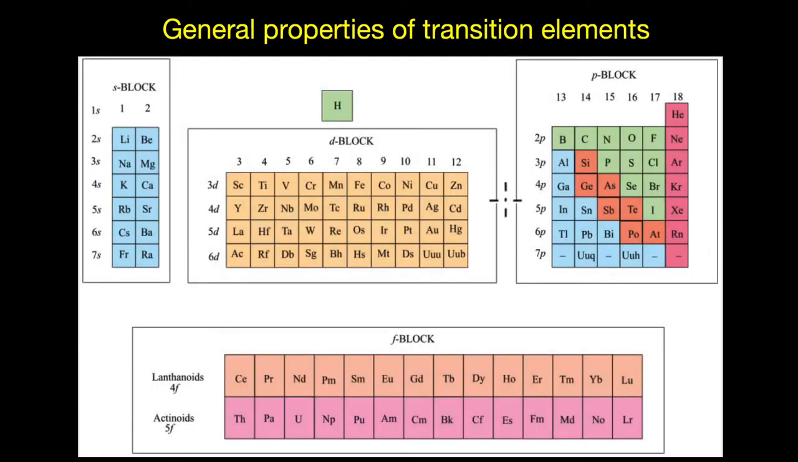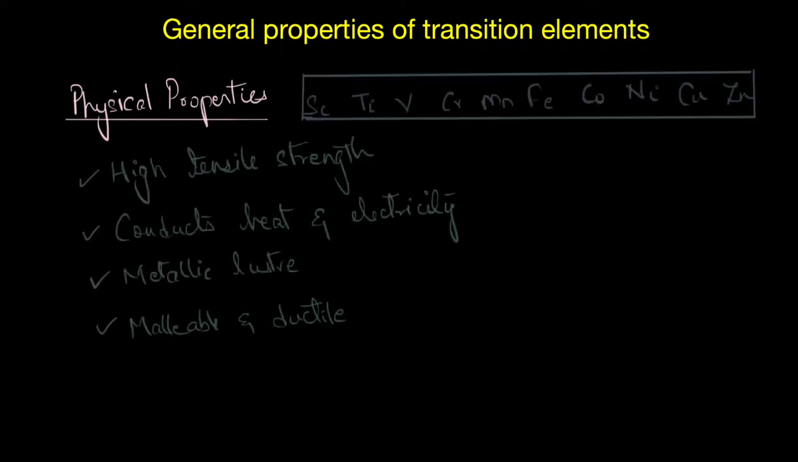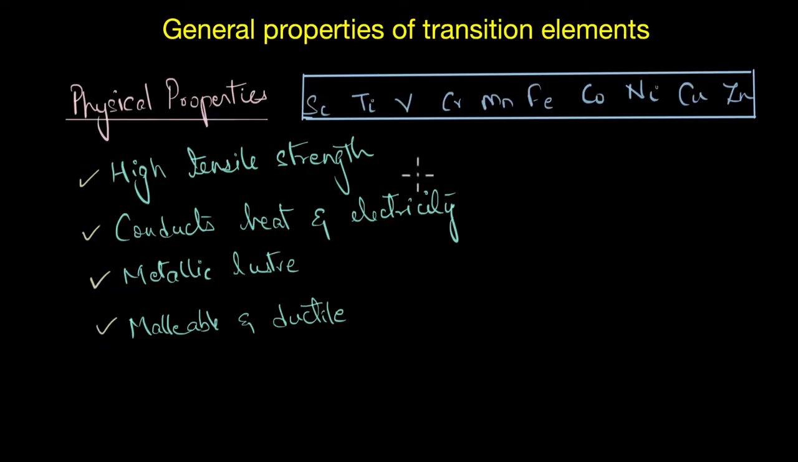In this video, we are going to study some of the properties of the transition elements, and we will do that by focusing mostly on the first series, which is the 3D series. So let's begin with the physical properties. We know that transition elements have metallic properties. They have high tensile strength, they conduct heat and electricity, they have metallic luster, and are also malleable and ductile, which are the characteristic features of metals.